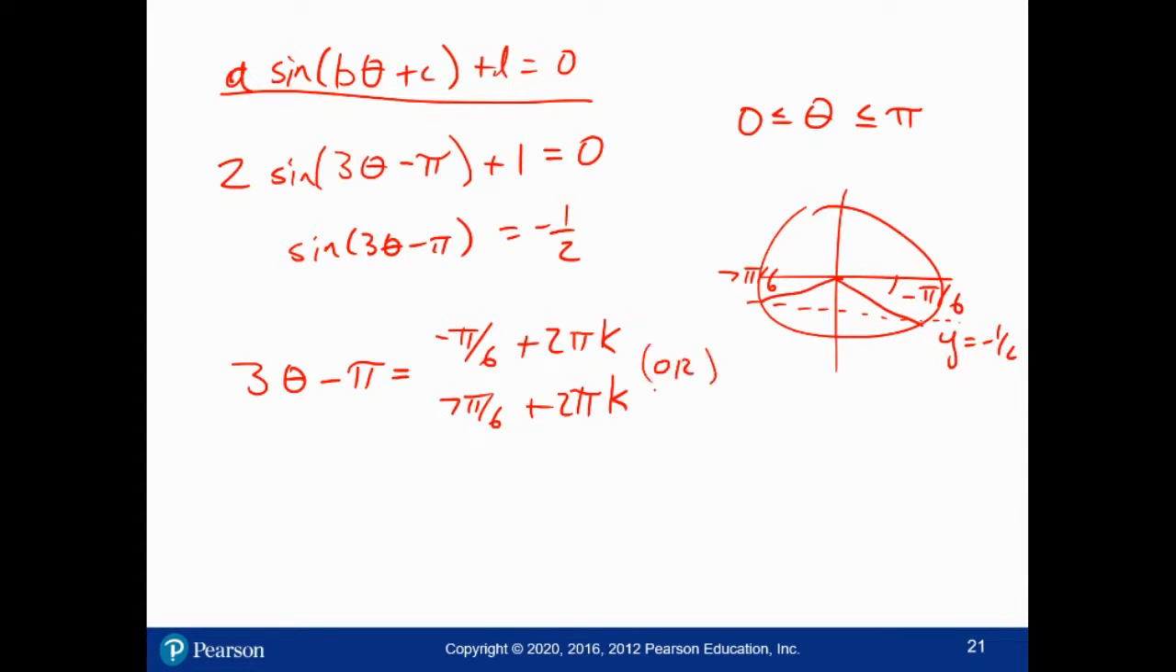Okay, it's one or the other. It's either this solution over here or this solution over here. The standard angles to use would have been negative pi over 6 or positive 7 pi over 6, but then I can shift them by full periods.